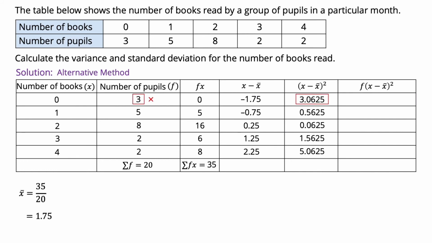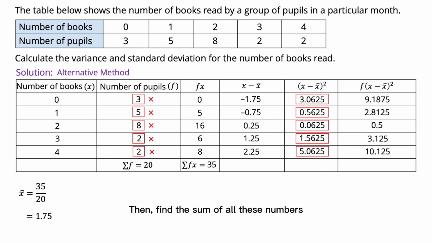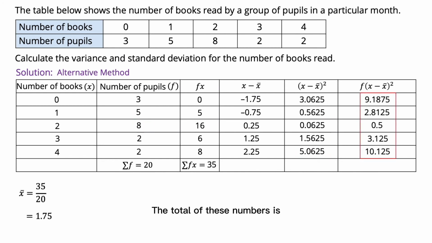3 times 3.0625 is 9.1875. 5 times 0.5625 is 2.8125. 8 times 0.0625 is 0.5. 2 times 1.5625 is 3.125. And 2 times 5.0625 is 10.125. Then, find the sum of all these numbers. The total of these numbers is 25.75.